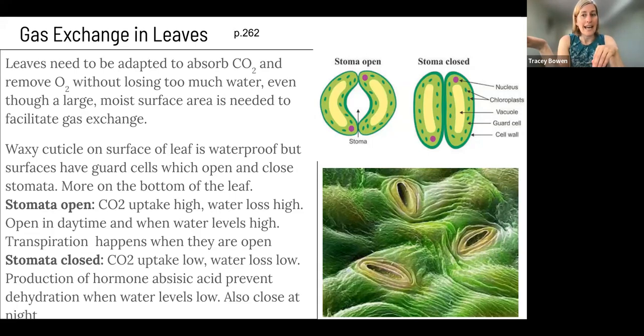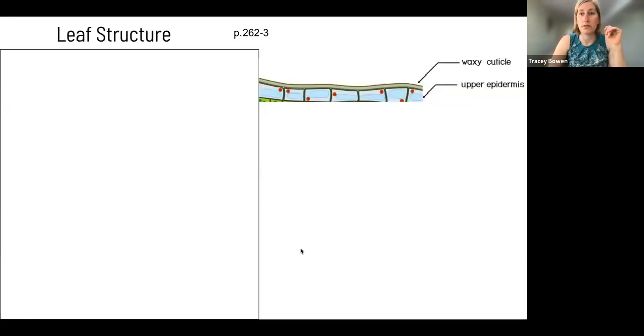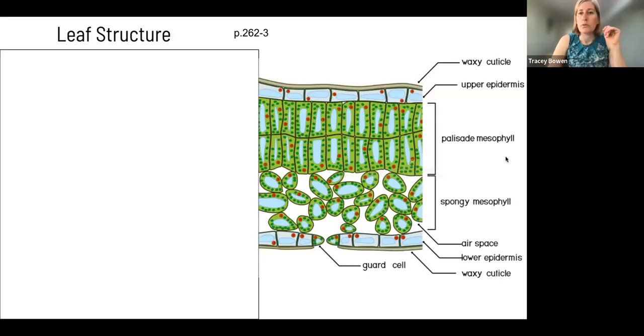Some plants called CAM plants are actually adapted so that they can have their stomata open at night, and then they can pull in carbon dioxide that they can then use during the day when the plant can make enough ATP to create glucose.